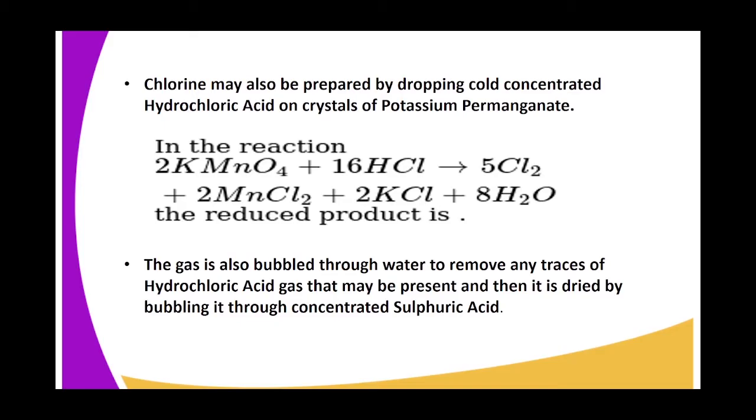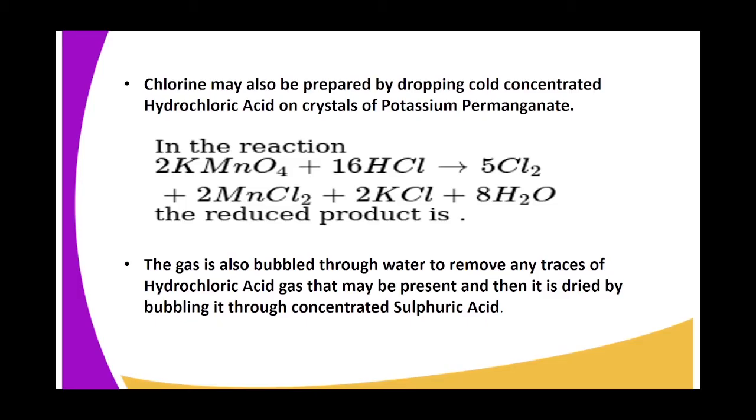The gas is also bubbled through water to remove any traces of hydrochloric gas. From the diagram, you saw that we bubble the gas through water to remove traces of hydrochloric gas that may be present when it is dried, and it is dried by bubbling it through concentrated sulfuric acid, since sulfuric acid absorbs the water in the gas.